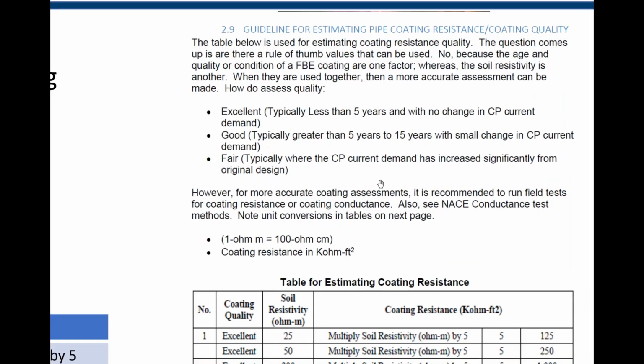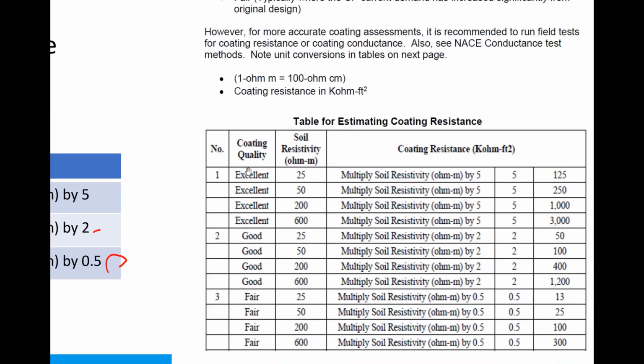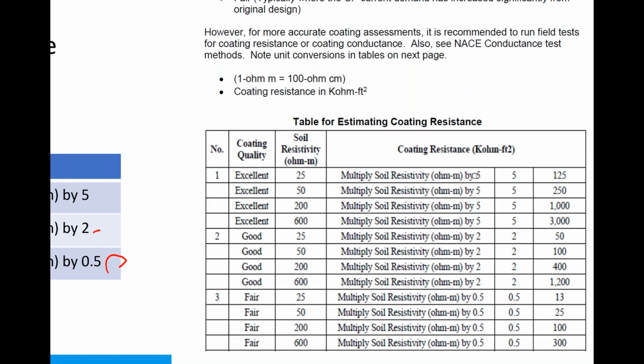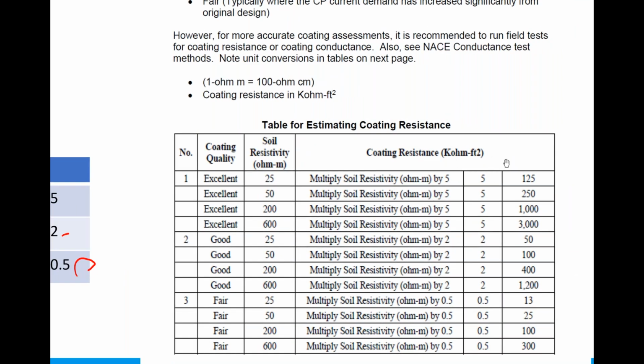Now, right here are the guidelines they use for whether it's excellent, good, or fair. You can see those right there. Excellent is less than 5 years old with no change in CP current. Good is usually 5 to 15 years with a small change in CP current, and fair is where CP demand has increased, pretty much from the original design. All you do then, you take it. If it's excellent, and soil resistivity is 25 ohm meters, you multiply it by 5, and so now this is in 1,000 ohms per square feet. In this case, it'd be 125,000 ohms per square feet would be your coating resistance.